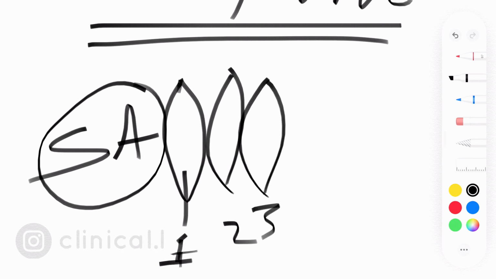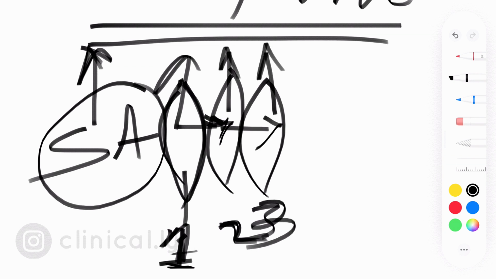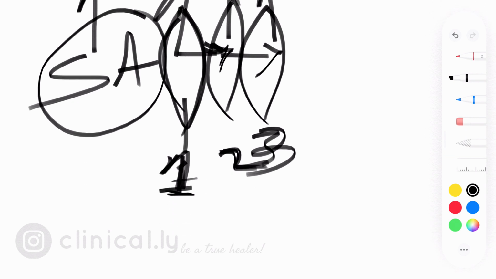So as soon as the SA node triggers the activation for the heart, that activation will influence this first cardiomyocyte, which is sitting just beside our SA node, and it will get activated, and it will pass on the activation to the second myocyte sitting just beside it. It will then get activated and pass on the activation to the third cardiomyocyte. It is very similar to the game of pass the ball.